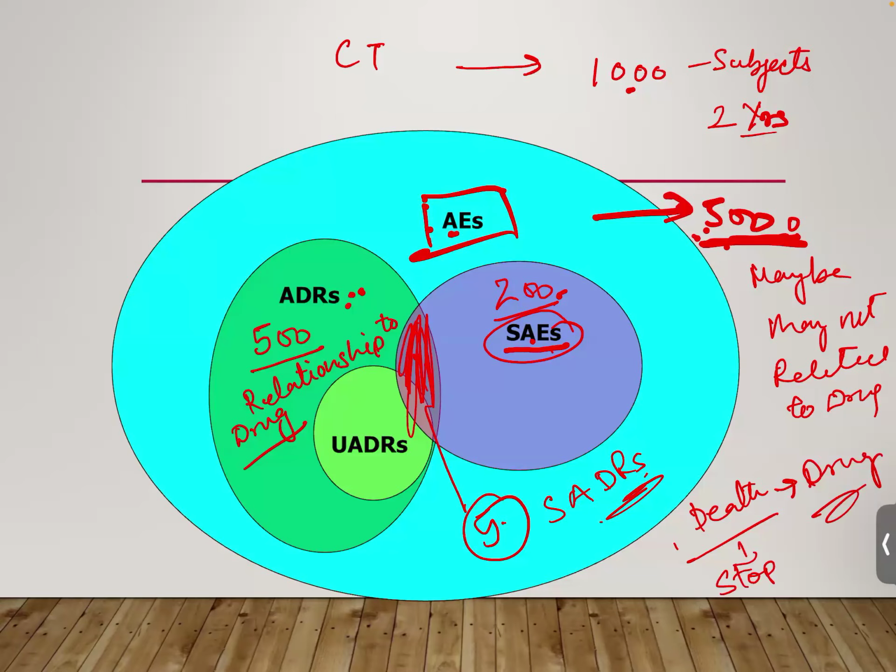Now, this is also one thing: UADRs. What is the meaning of U? Unexpected. Out of these 500, maybe 30, 40, some percentage is unexpected. What is the meaning of unexpected? When we start our clinical trial, there is the IB, the investigator brochure, and we have done preclinical studies.